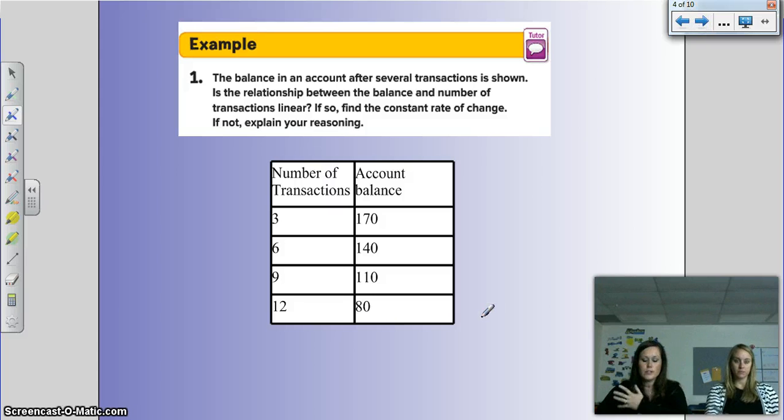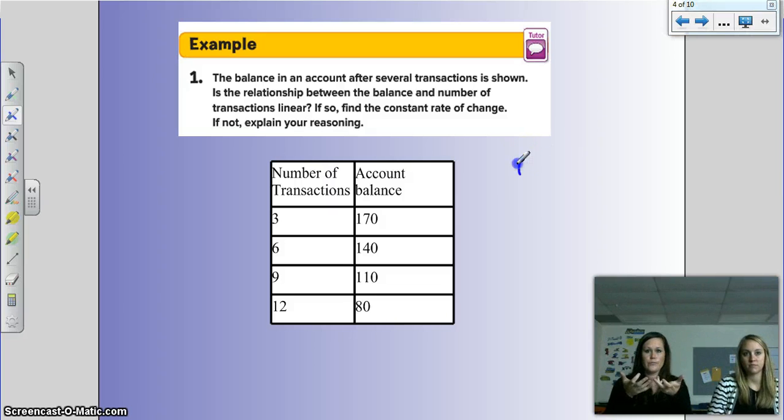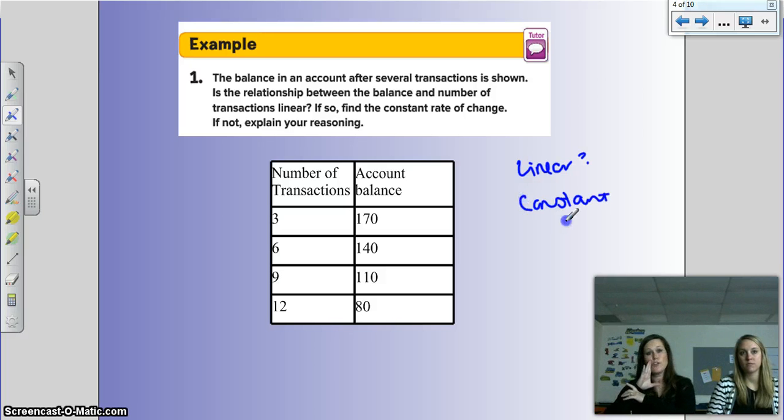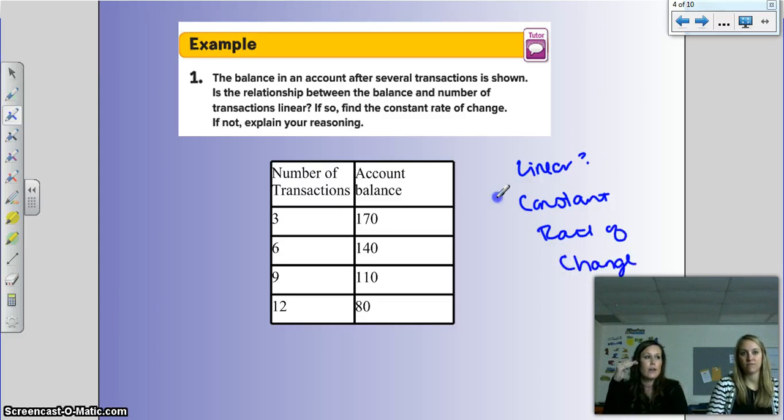All right, so here's an example, and you have this in your notes. We're going to look and see, is this relationship linear? If so, what is the constant rate of change? Actually, we have to find the rate of change first and then decide if it's linear. I can see that we're doing the number of transactions and the account balance. After 3 transactions in some kind of an account, I have $170.